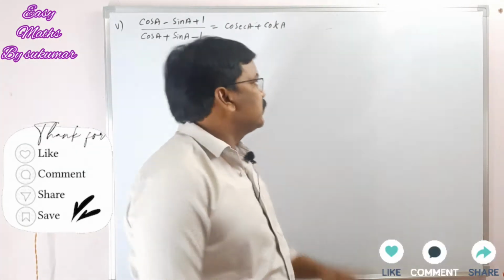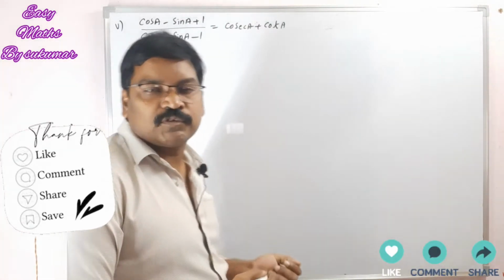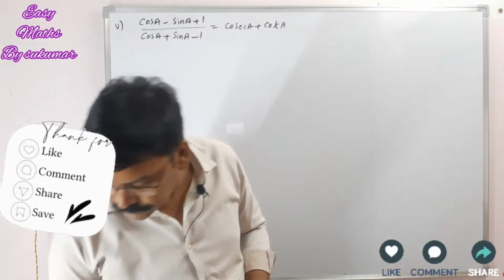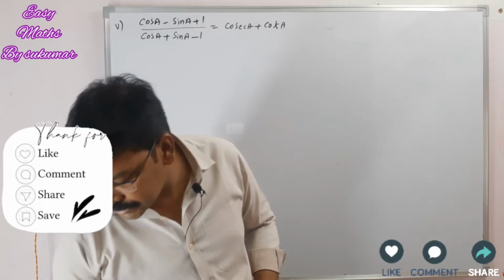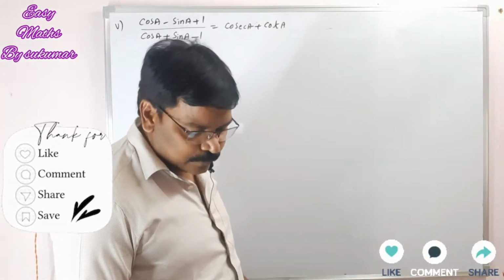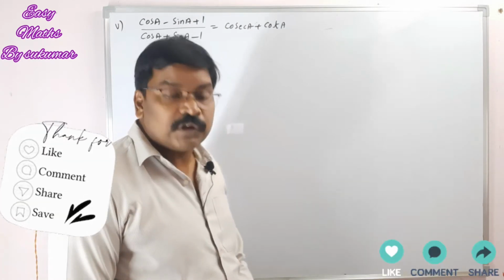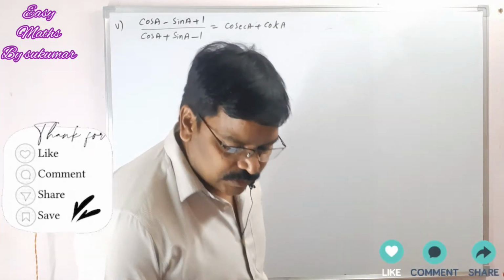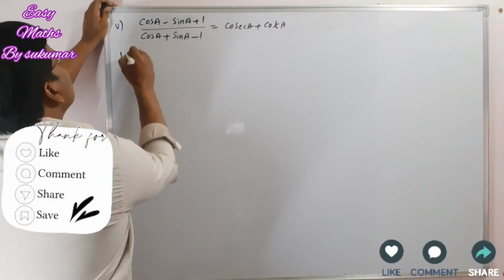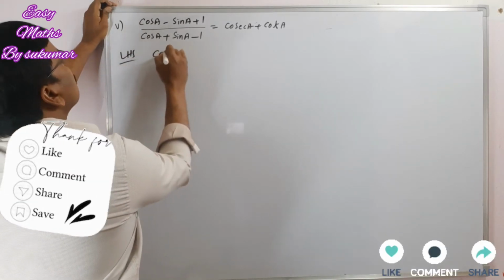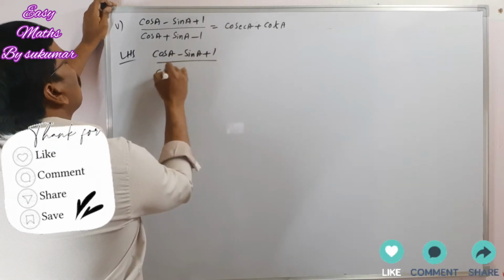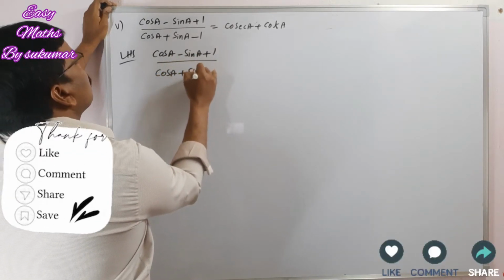Coming to the fifth question in exercise 8.4 for CBSE students. Cos A minus sin A plus 1 by cos A plus sin A minus 1 is equal to cosecant A plus cot A. Right. Here, my dear students, take the LHS here first. What is LHS? Cos A minus sin A plus 1 by cos A plus sin A minus 1.